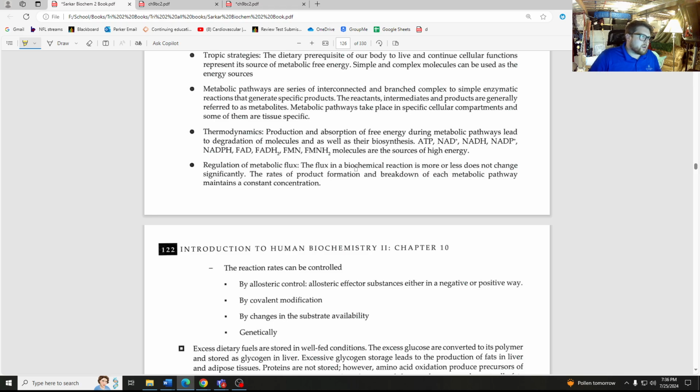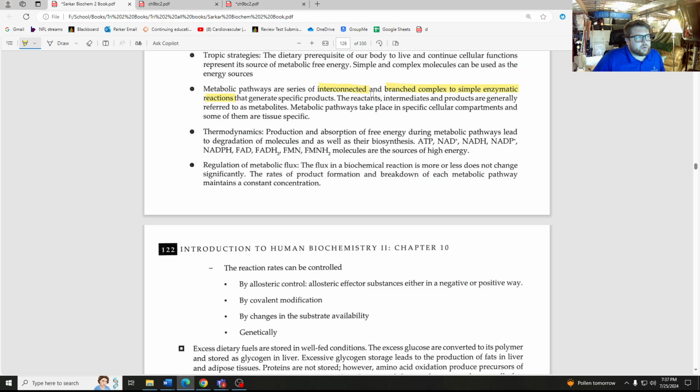Metabolic pathways are series of interconnected and branched complex to simple enzymatic reactions that generate specific products. The pathways are connected. There are multiple steps. Things can branch off into different spaces to go into different types of reactions. And we have enzymes that are going to generate the specific products. That's all that's saying.